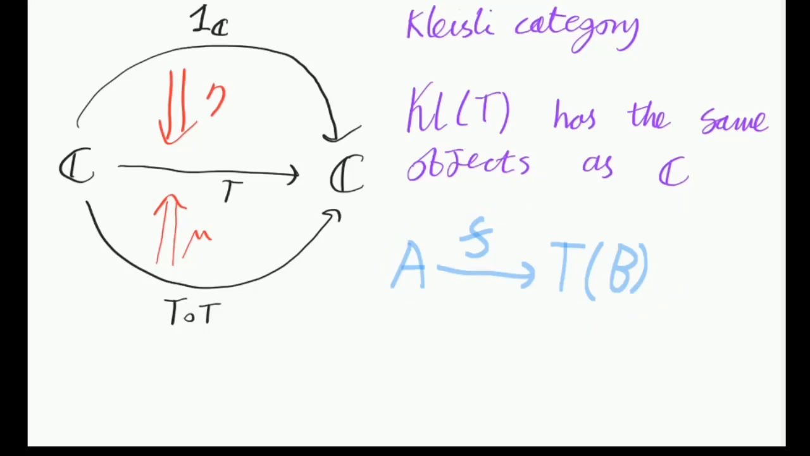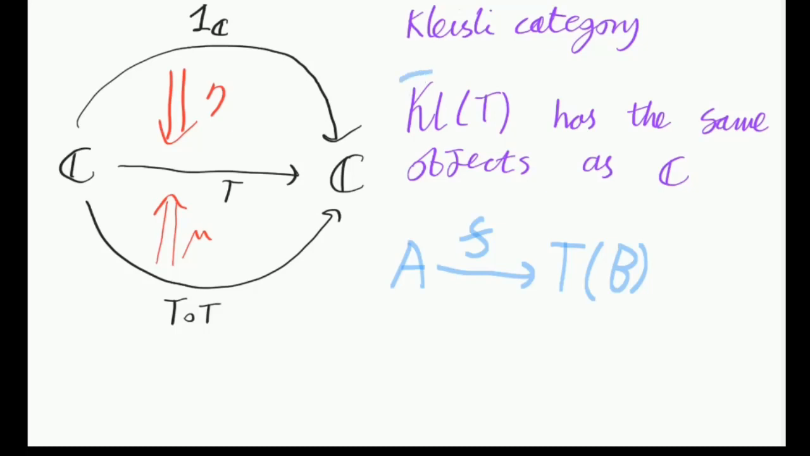So let me now define what the Kleisli category is. So we have our category C, and we have our monad. So we have T, we have eta, and we have mu. And with that information, we can define the Kleisli category of T. And this is, of course, a category. So we just have to ask the basic questions. What are the objects? What are the arrows? How does composition work? What are the identity arrows? So let's answer those questions.